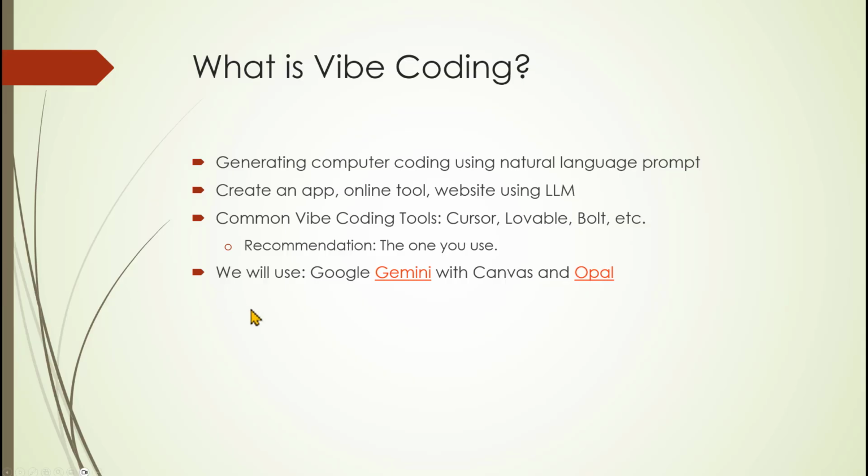There are many tools out there that you can use: Cursor, for example, Lovable, Bolt. There are a number of them. For this workshop, we're going to be using Google Gemini and Opal. In Gemini, we're going to be using something called Canvas. That is not the learning management system Canvas, but an actual part of Gemini, which is the large language model by Google.